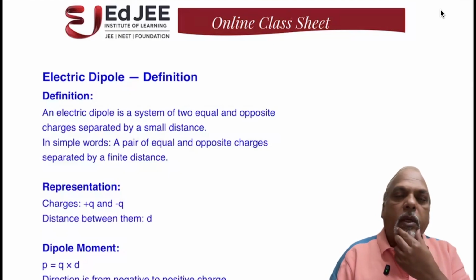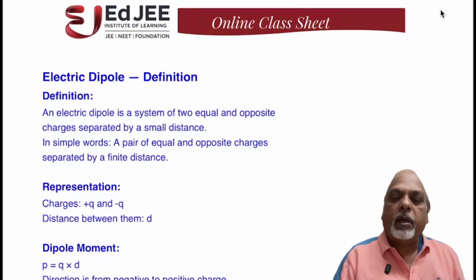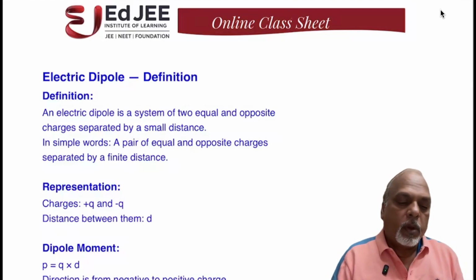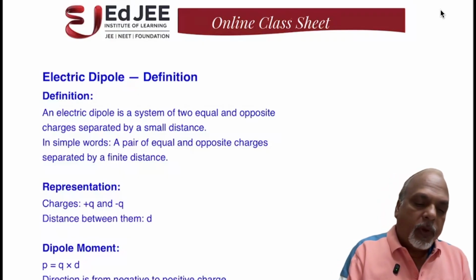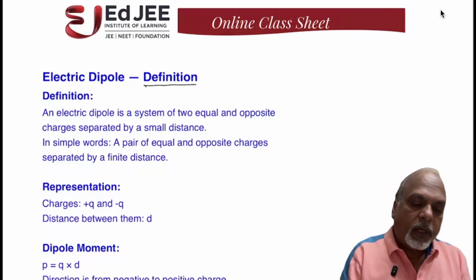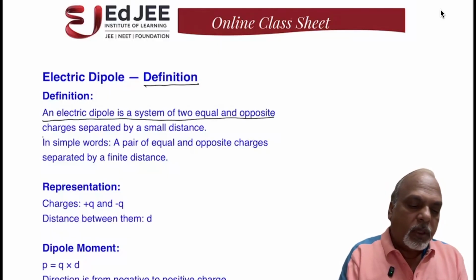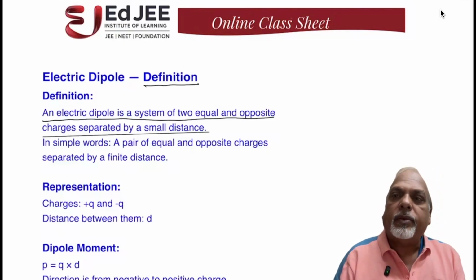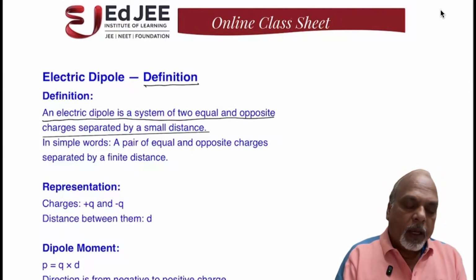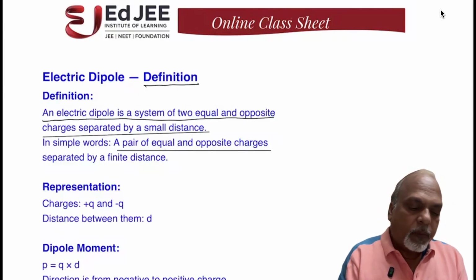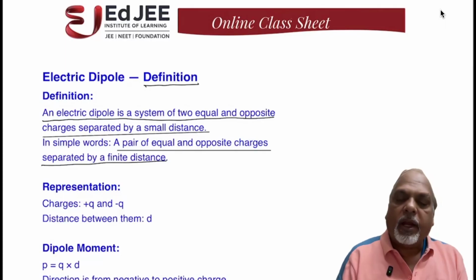Now let us see what is an electric dipole. So before you is the definition of electric dipole. An electric dipole is a system of two equal and opposite charges separated by a small distance. In simple words, a pair of equal and opposite charges separated by a finite distance.